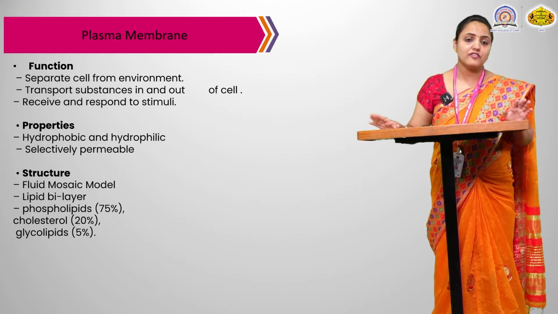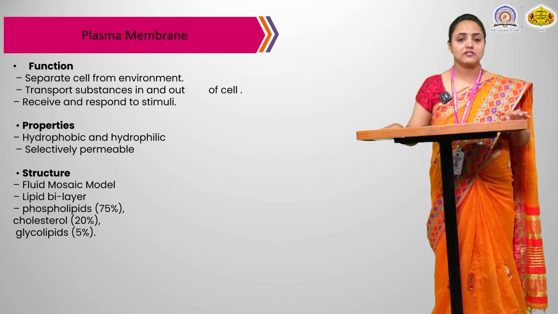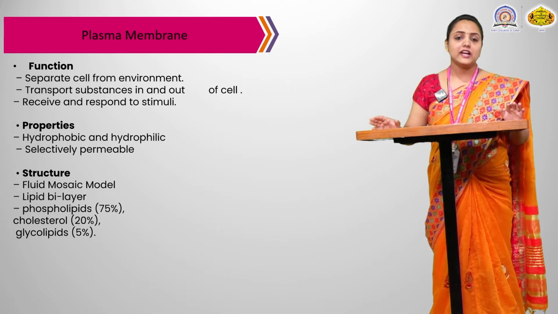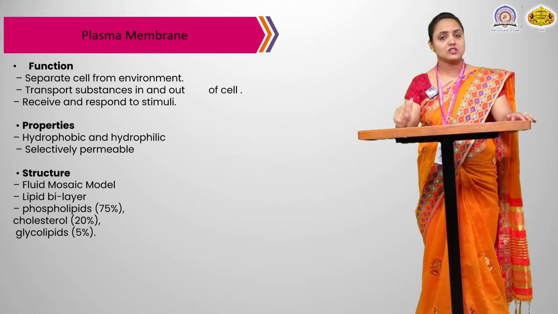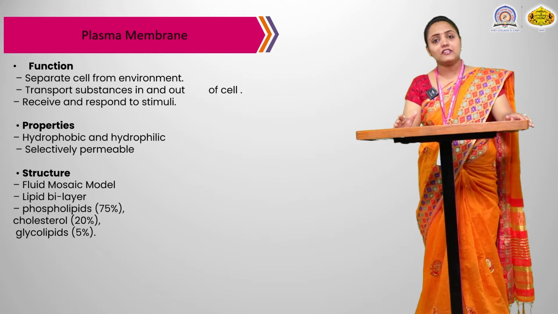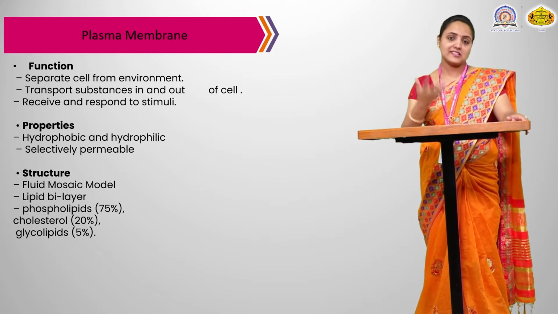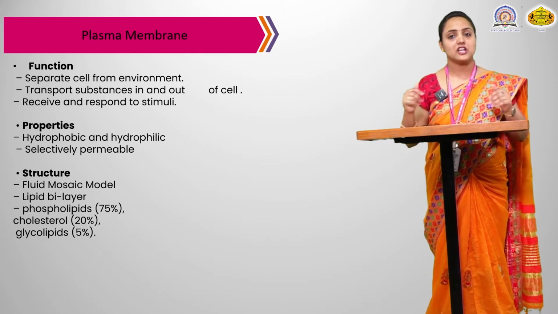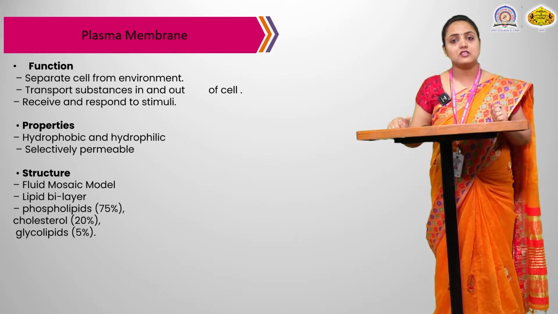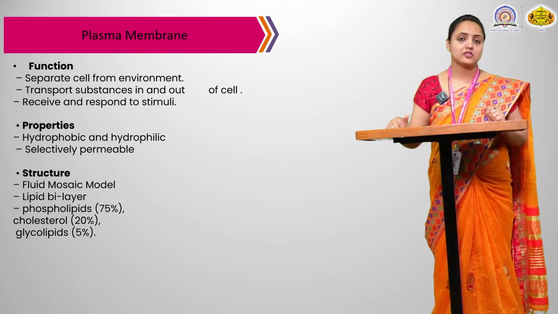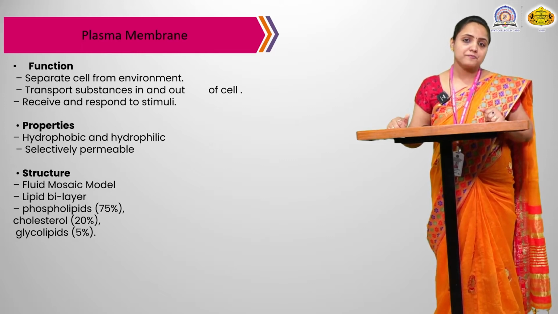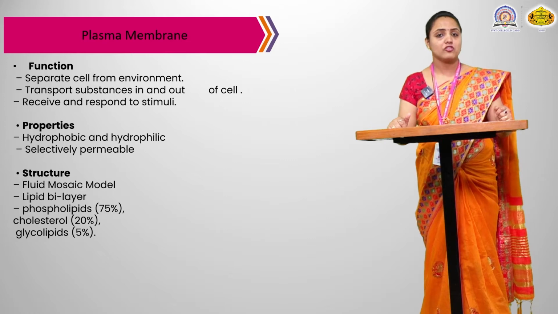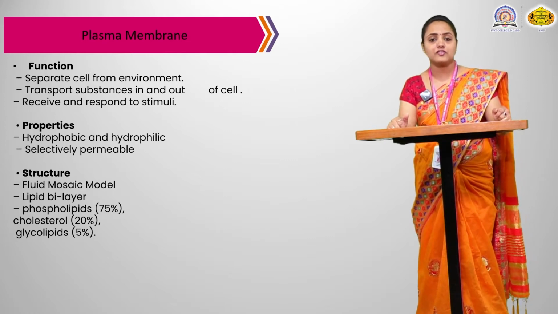So, this is the major function: it separates the cell from the environment, it transports substances from in to out and out to in, and it receives and responds to stimuli. Because when there is facilitated diffusion, when we require some molecules, some proteins for the transportation, at that time the response to stimuli is very important. So the plasma membrane also has the very important function of receiving and responding to stimuli.